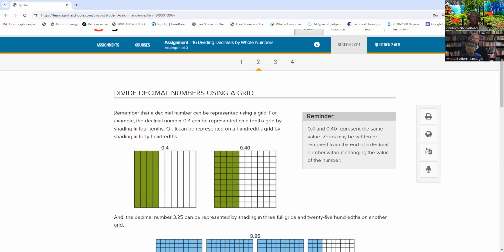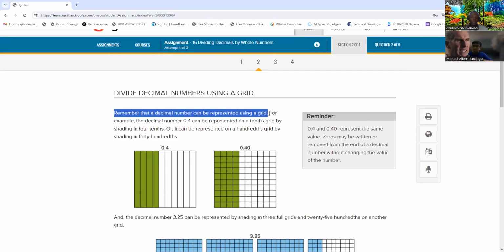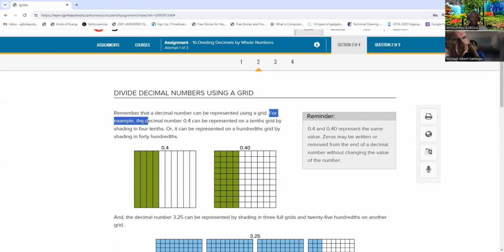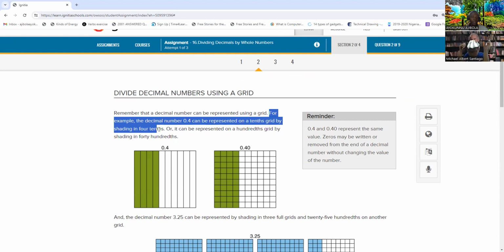Yes. So remember that a decimal number can be represented using a grid. We looked at this the other time. For example, the decimal number 0.4 can be represented on a tens grid by shading 4 out of 10. So if I shade 4 out of 10, 4 over 10 is 0.4. Is that clear?